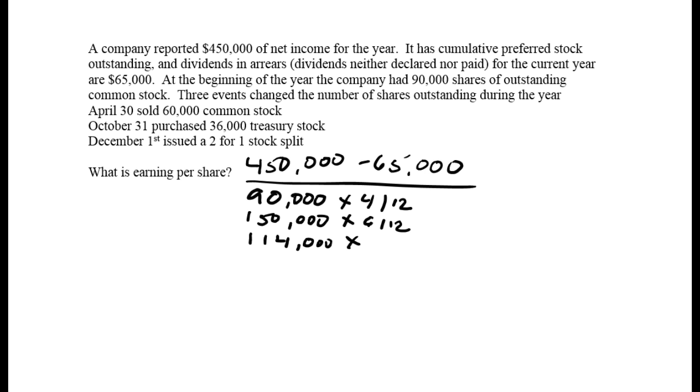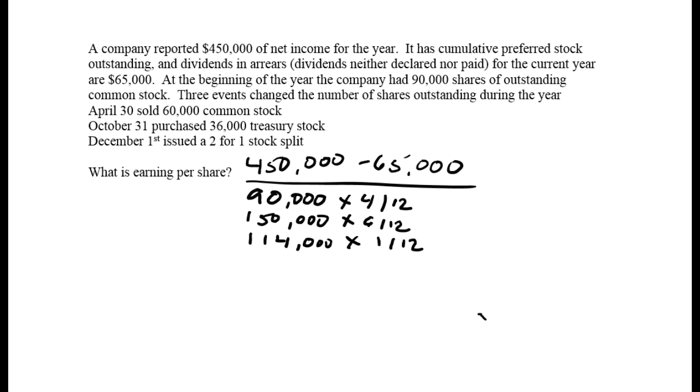Part of our computation hasn't changed. We still have 90,000 outstanding from the beginning of the year till April 30th. Then we issued 60,000, so it goes to 150, and that's the same through October 31st, so that's times 6/12. Then we have our treasury stock purchase, so we subtract 36,000, and that brings us down to 114. But here it changes a little, because that's only good for 1 month.